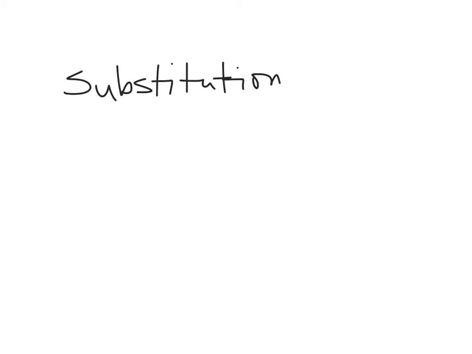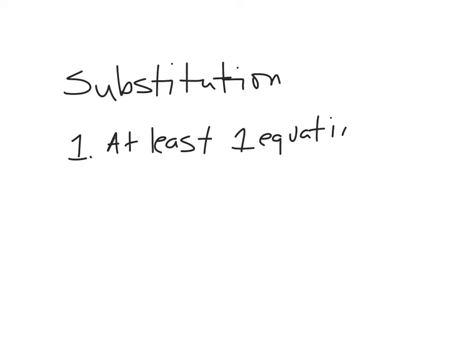Now, substitution, much like the name says, involves lots and lots of substitution. And so we have three basic steps as we run through this type of problem. Step number one is to make sure that at least one equation has one variable by itself.